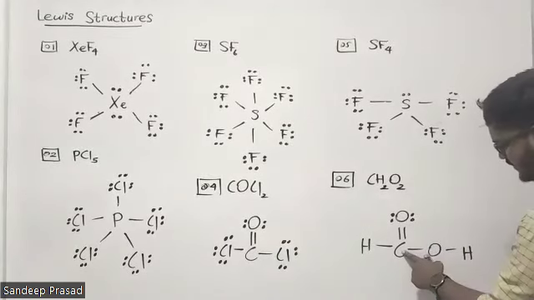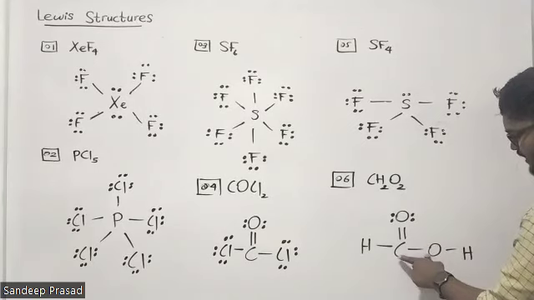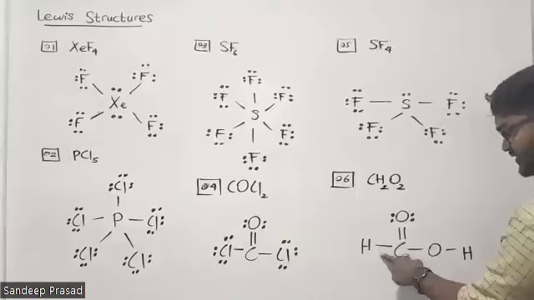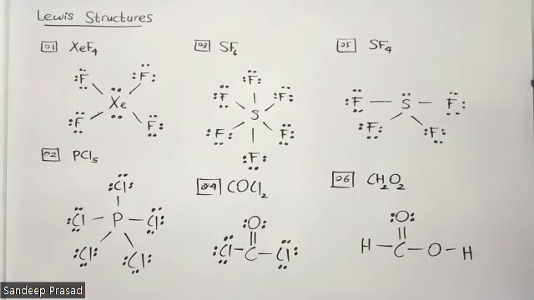Then carbon is satisfying the octet. Oxygen is satisfying the octet. Valence shell electrons are okay. Carbon 4, oxygen 6. What about hydrogen? Hydrogen has a maximum of 2 electrons, right? Exactly 1 electron belongs to hydrogen, so this hydrogen is also okay. What about this oxygen? Students, oxygen here is making 2 bonds, right?